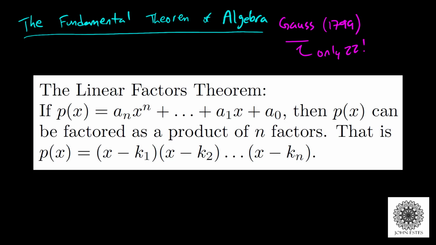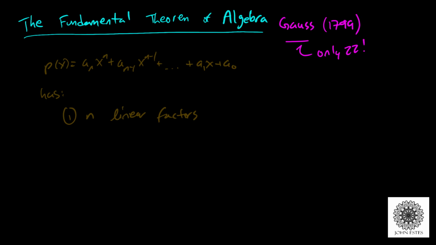If you have a polynomial of degree n, so we have p of x equals a sub n x to the n, plus etc., plus a sub 0, then we can factor this polynomial into a product of linear factors. And this is a direct result of the fundamental theorem of algebra. Okay, so what this means is that an nth degree polynomial has n factors. Now, some of these linear factors may be complex, some of them may be real, and some of them may be real, but they show up more than once.